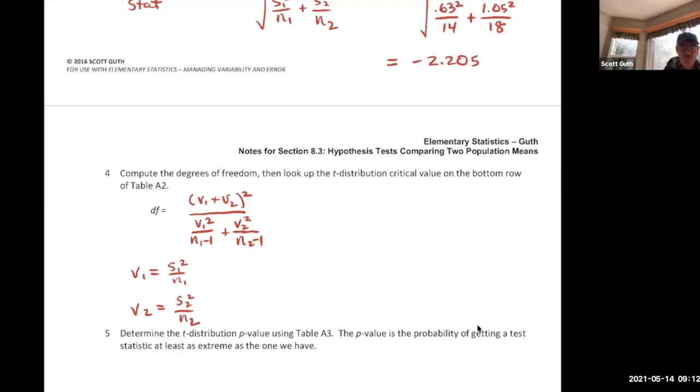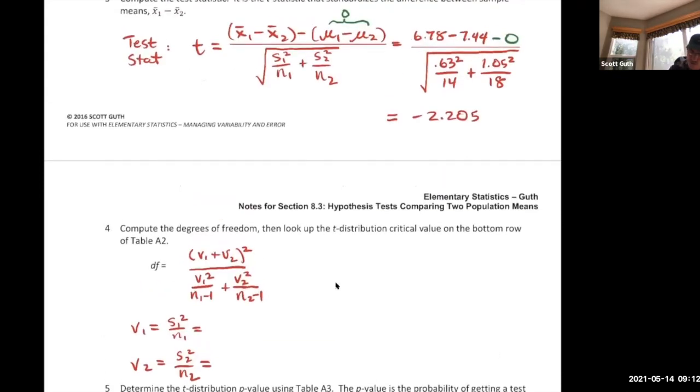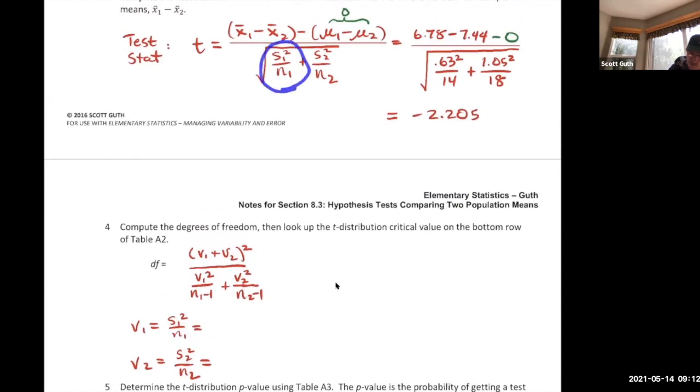So you have to compute those first before you can do the degrees of freedom. All right, so the S1, let me go back up here. And it's funny because you can actually just copy it. The S1 squared over N1 is just this thing here. So you've actually sort of computed it already, but I'm just gonna copy and paste that down. And then the S2 squared over N2 is this part.